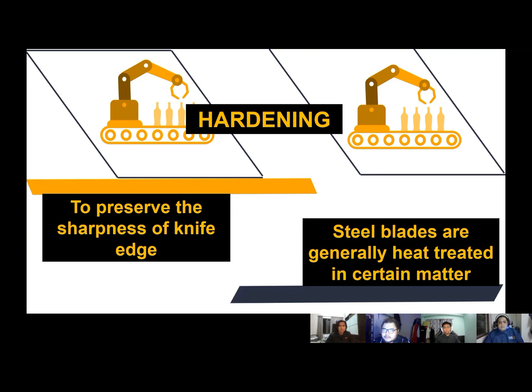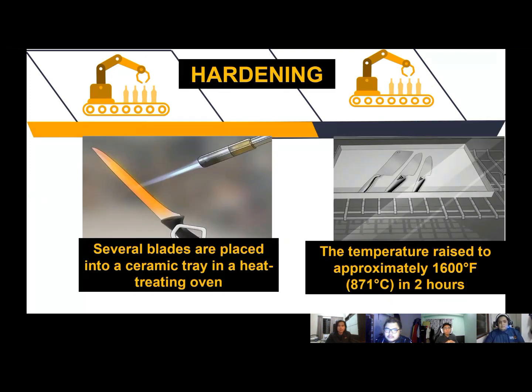Different steel blades are generally treated by different heat. For this knife, in order for us to harden the knife that we have just formed by the previous process, there are some knives that are directly heat-treated on the surface of the edge. But we are going to use the oven, in which we place several knives.